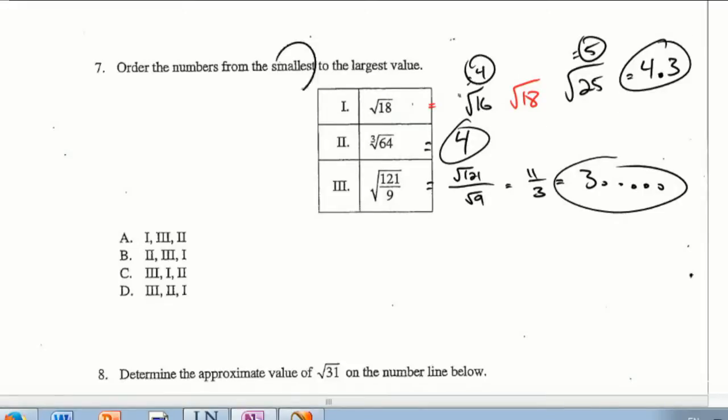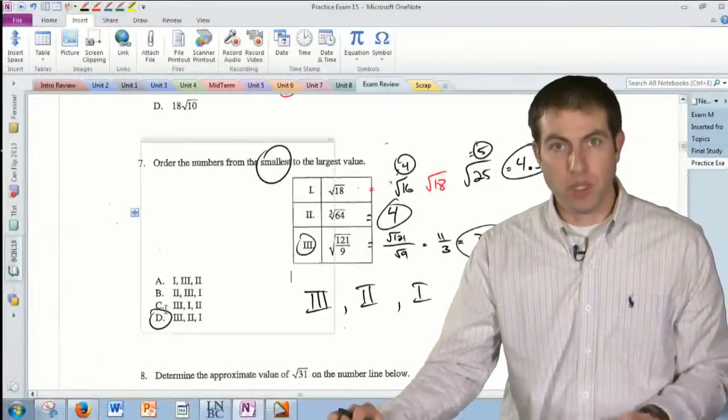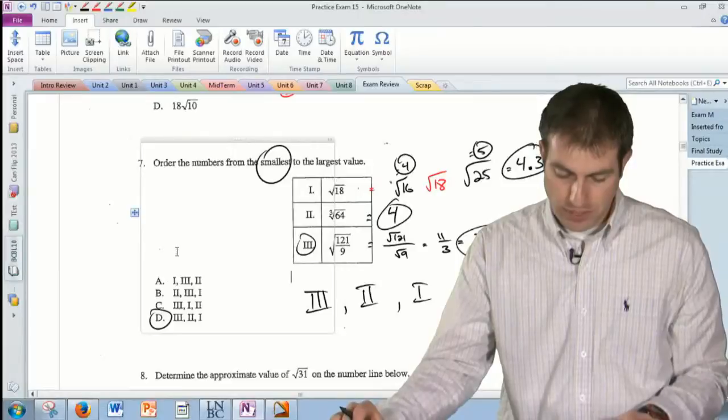So it asked me to do smallest to largest. The smallest is going to be 3, Roman numeral 3 here. The next smallest is going to be 2. And then the next is going to be 1. So 3, 2, and 1 is D. That's a bit of a tricky one. Three questions at once. They'll do that.